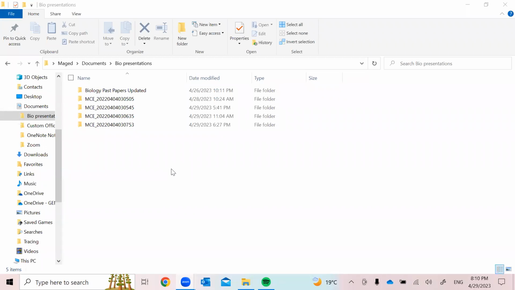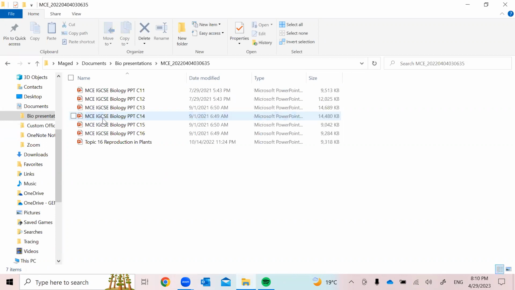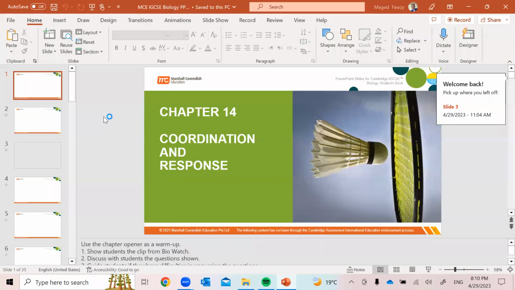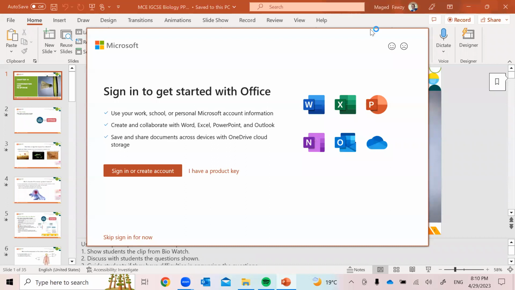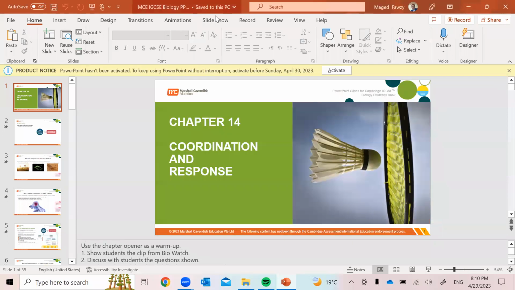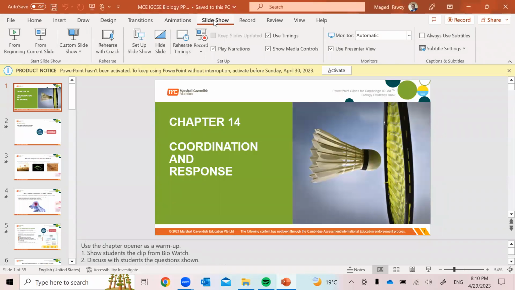The coordination and response. The first message was from Omar. So let's start working on this topic. Some of you sent me privately about the eye structure, about the coordination response, so the part of the auxins in plants. So we will take a look at everything in this topic quickly.